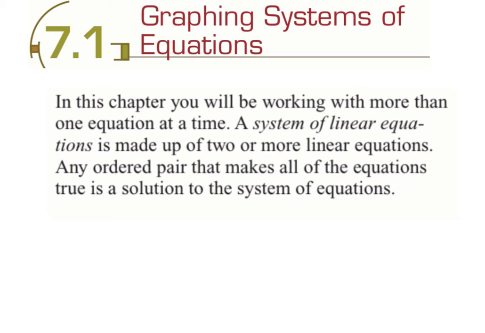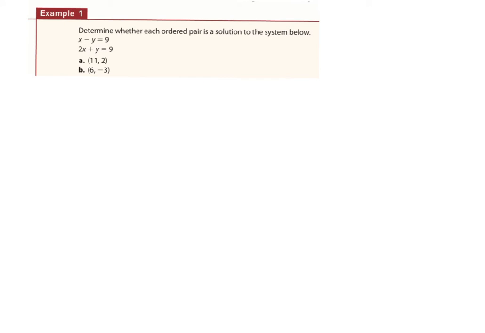So it's made up of two or more linear equations. Any ordered pair that makes all of the equations true is a solution to the system. All right, so normally if you have a true statement, that means you can plug in your values and it gives you the answer that makes sense. All right, it gives you a true statement. And so the first thing we're going to look at is, what does that mean?